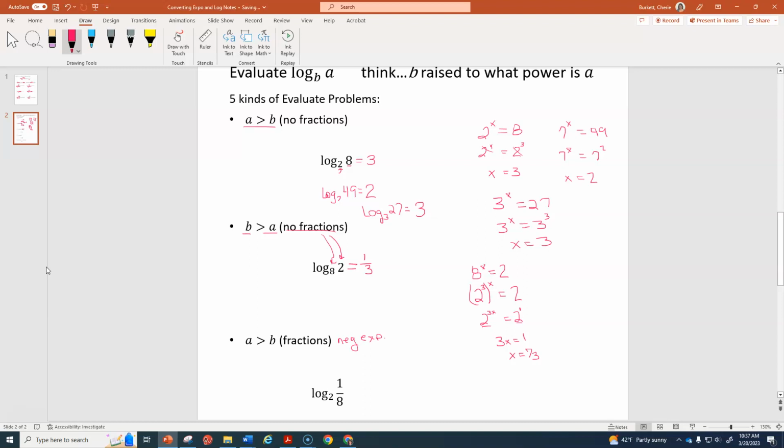exponent, because if you remember from our rules of exponents, x to the negative n is equal to 1 over x to the n. So what do we do when we have a negative exponent? We put it in the denominator. So that's kind of what's happening right here.